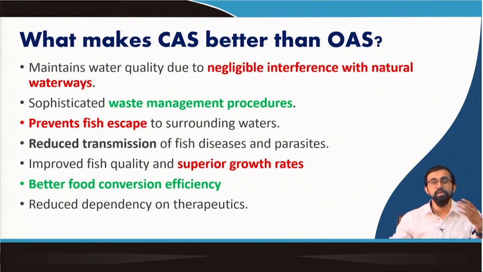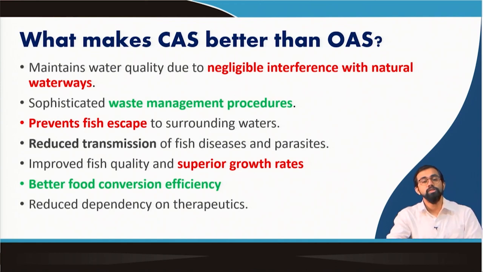If it is done in a scientific way, definitely it can improve the fish quality and the growth rate like anything. Better food conversion ratio, because the amount of uneaten fish feed we can reduce by doing the proper calculation, and we can produce feed with the exact amount of nitrogen or phosphorus that is needed for the fish to grow. We don't have to go for additional amounts of feed, because in open sea there is a flow of water, and most of the feed is getting uneaten.